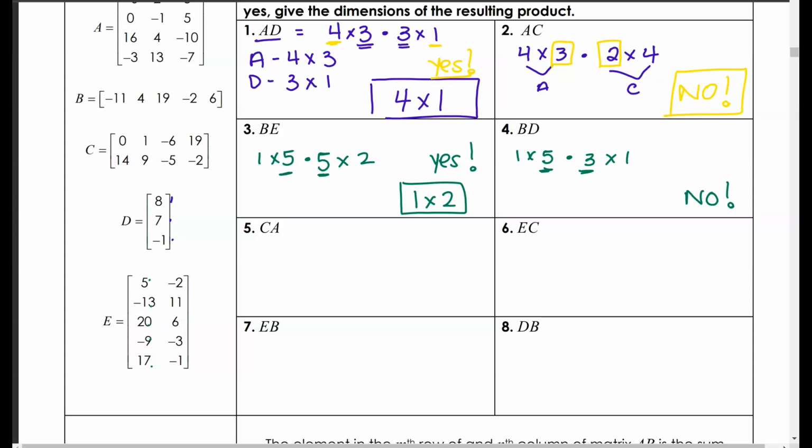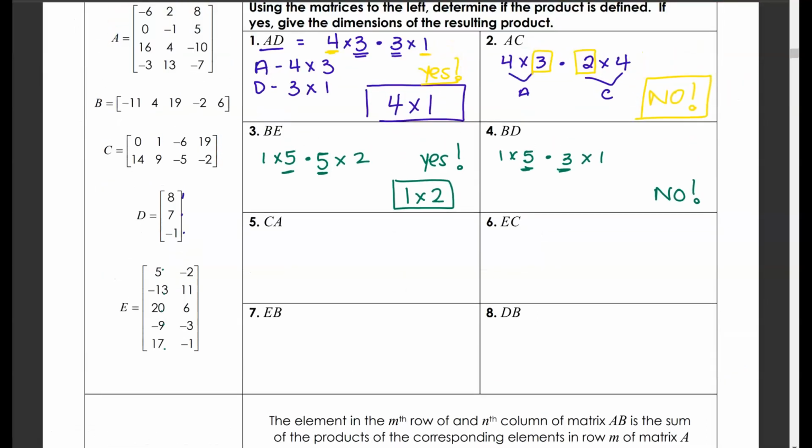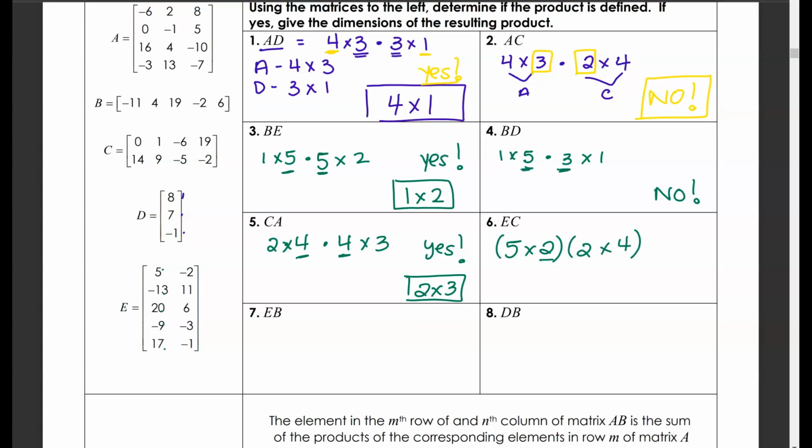Okay, let's look at the next couple ones. Number 5 here. C is going to be a 2 by 4, and A is a 4 by 3. Because these are the same, the answer is yes, and our resulting matrix is going to be 2 by 3. EC, so I have a 5 by 2 times C, which is a 2 by 4. Again, these match, so my resulting matrix is going to be a 5 by 4.